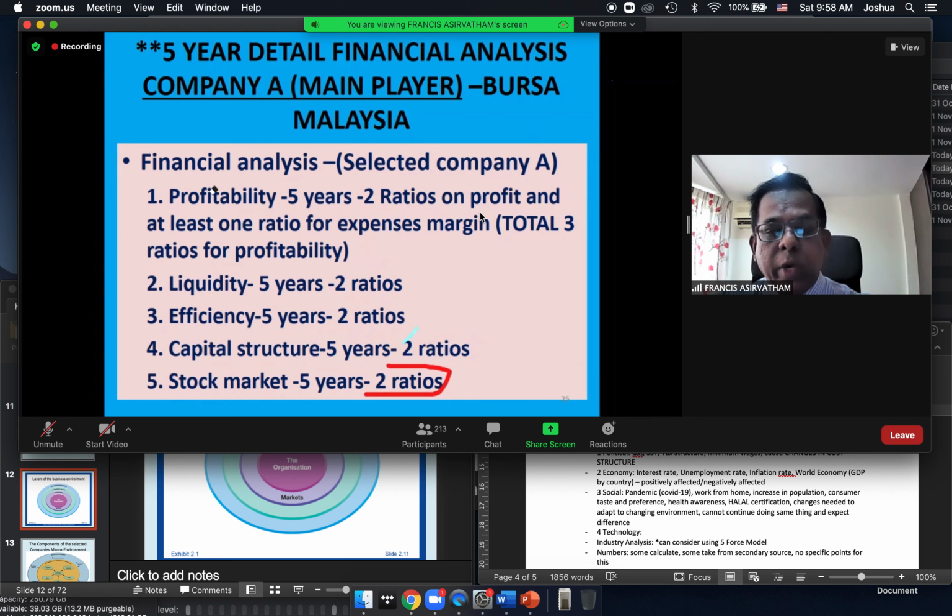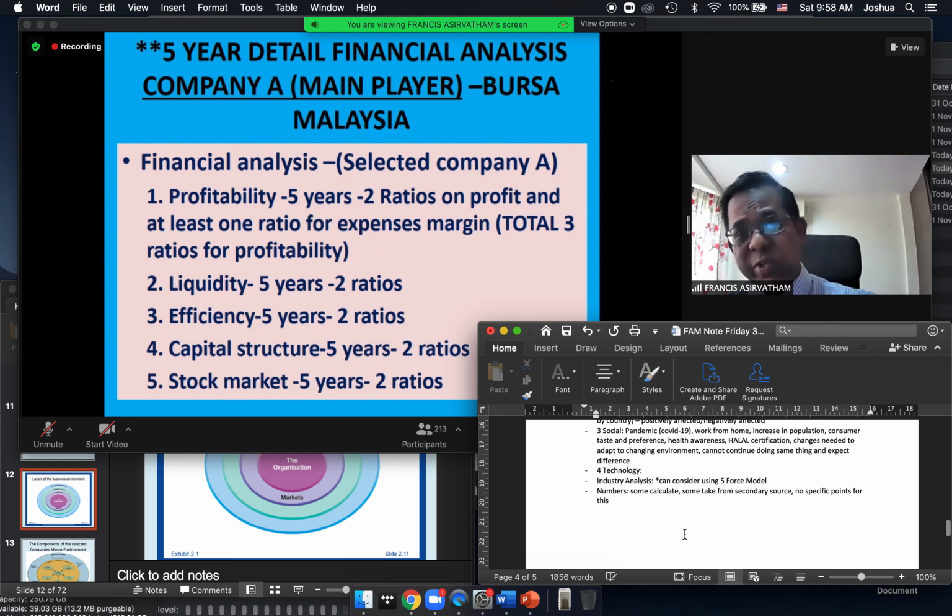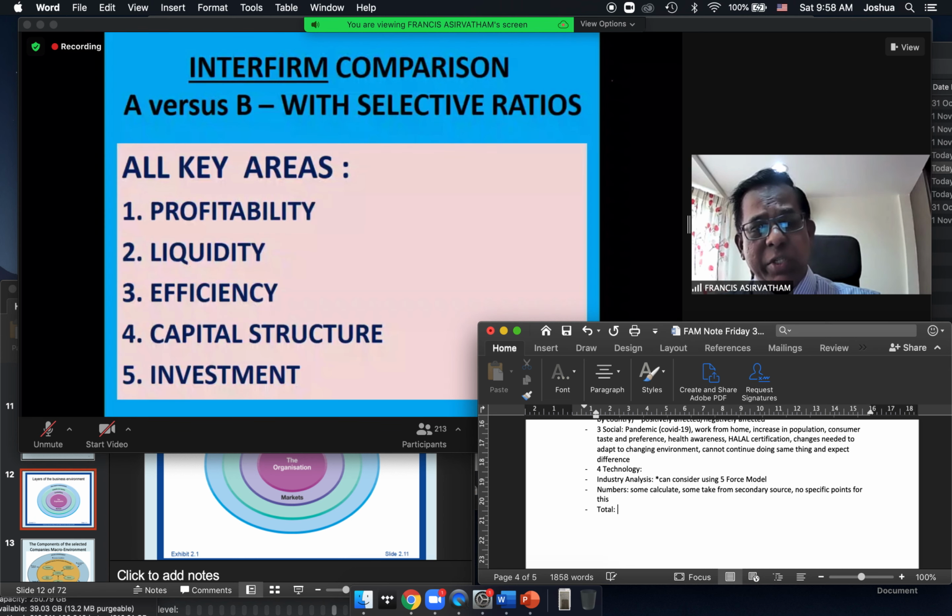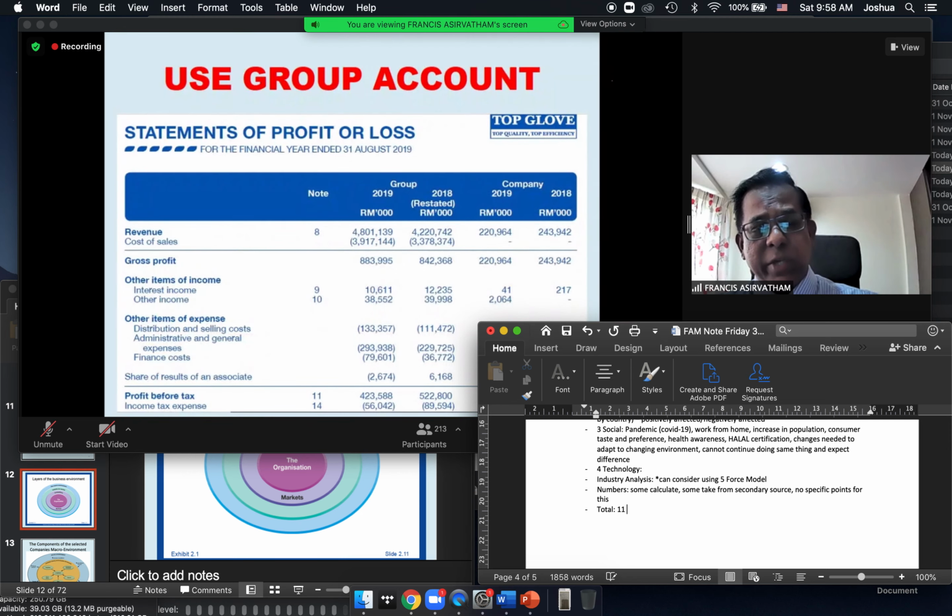You'll be wondering why it is 2 ratios. Because 2 ratios is enough for me to write a long story. I can write almost 25 paragraphs of answers on only 2 ratios. But that is for full-time students. You are not a full-time student. All right, profitability, liquidity, efficiency, capital structure, and investors ratio.